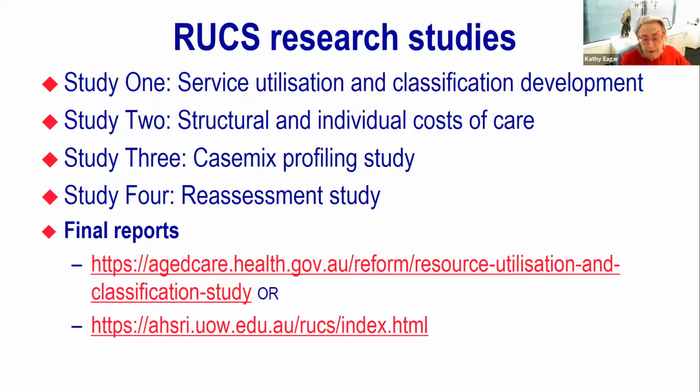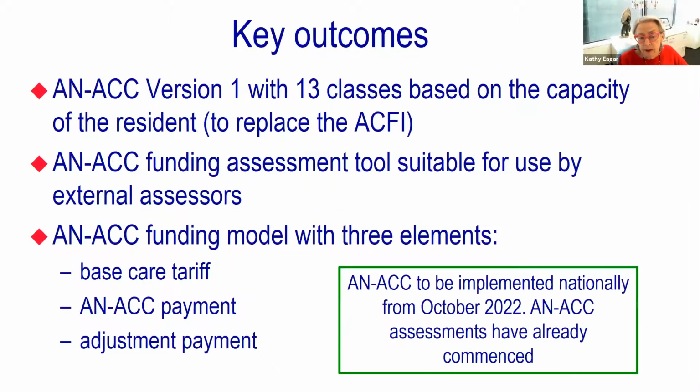We did some Casemix work, and one of our major centres here is the Casemix Centre. And we went back and reassessed people 4 to 6 months after we first assessed them to look at the rate at which people change. And again, I'll give you those web addresses at the end. The key outcome of that work is the new Australian National Aged Care Classification.